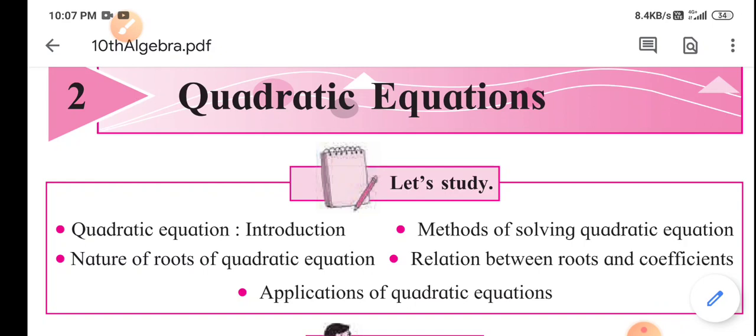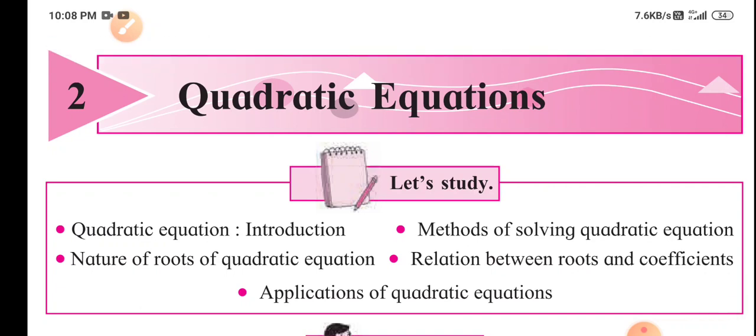All of you know that if the highest degree of a polynomial is 1, then that is a linear polynomial. If the highest power of the variable is 2, then that is a quadratic polynomial. And if the highest degree of the variable is 3, then that is a cubic polynomial. So in this lesson we are going to start quadratic equation.